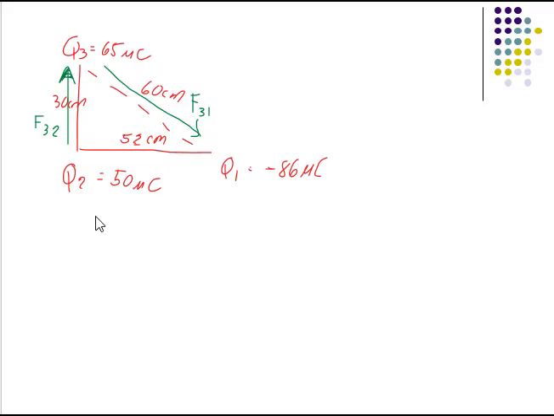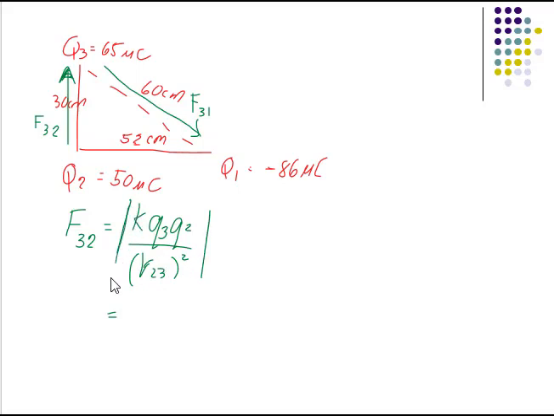Now let's take a look at the summation of forces, or the forces exerted by Q2 on Q3. Okay, so let's now substitute the force exerted on 3 by 2. We have absolute value of K, Q3, Q2, divided by R23 squared. So that's the distance between 2 and 3 squared. This one is upward, that's why it becomes positive. So let's now substitute. We have 9 times 10 to the 9.